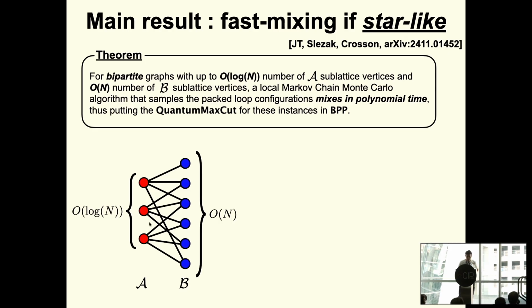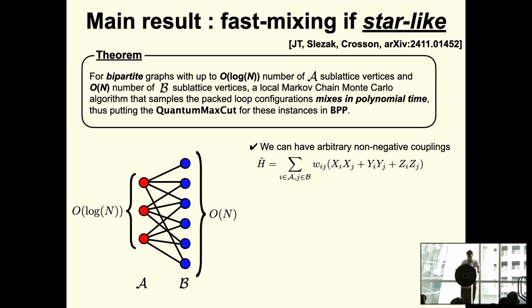So whenever you have this bipartite kind of graph, if you call one side A and the other B sublattice, then if one side, let's call it A, only has log n qubits, then we can show that a Markov chain Monte Carlo method actually mixes in polynomial time. And therefore, the quantum max-cut problem for that restricted set of instances is in BPP.